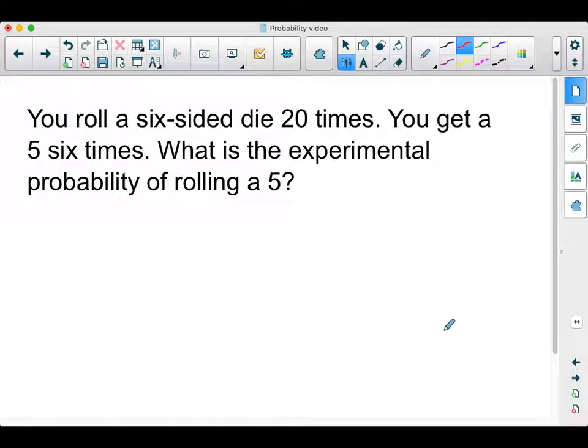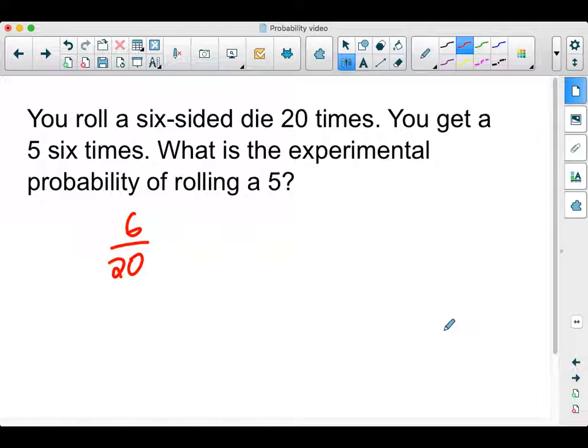Let's say you roll a 6-sided die 20 times. So a regular dice, you roll it 20 times. You get a 5 6 times. What's the experimental probability of rolling a 5? Well, if you got it 6 times out of 20 trials, you get 6 out of 20.